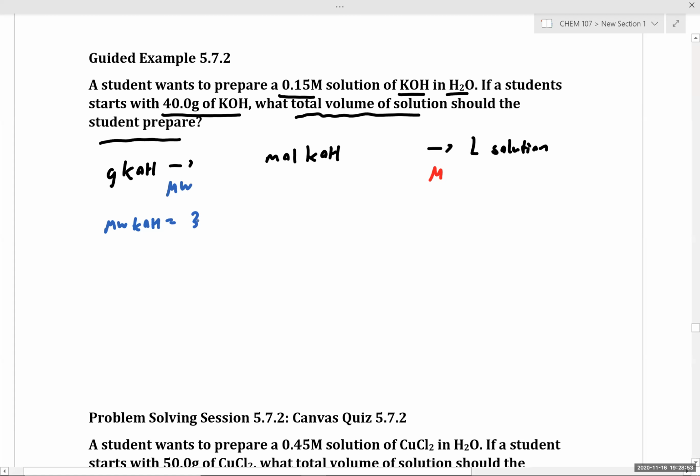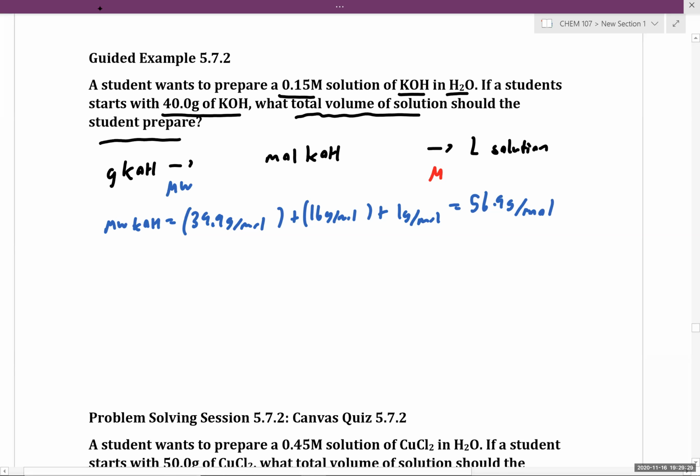So potassium is 39.9 grams per mole. Oxygen is 16 grams per mole. Hydrogen is 1 gram per mole. So that gives us 39.9 plus 16 plus 1, which is 56.9 grams per mole.